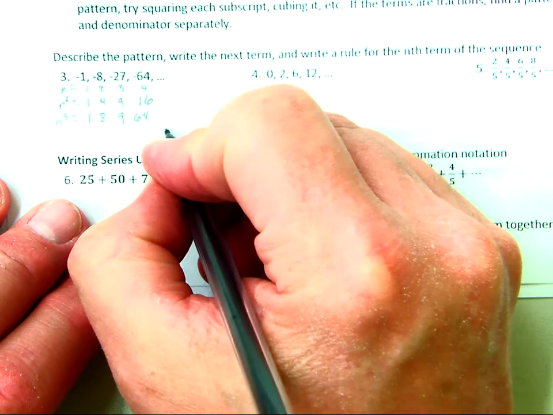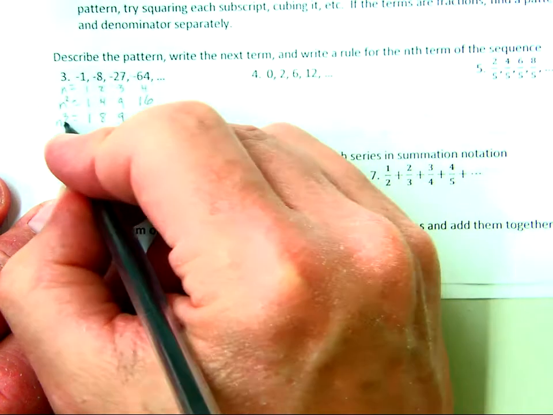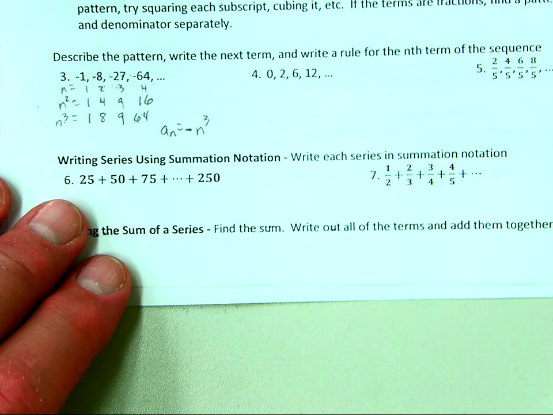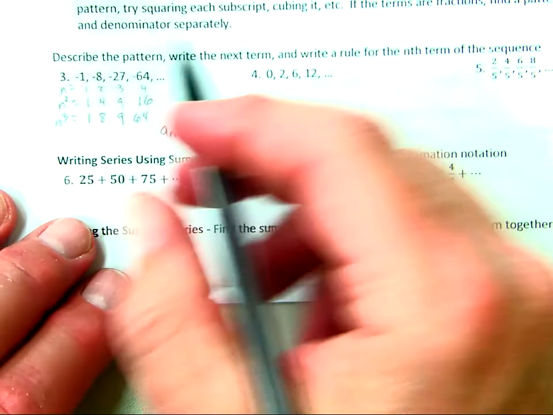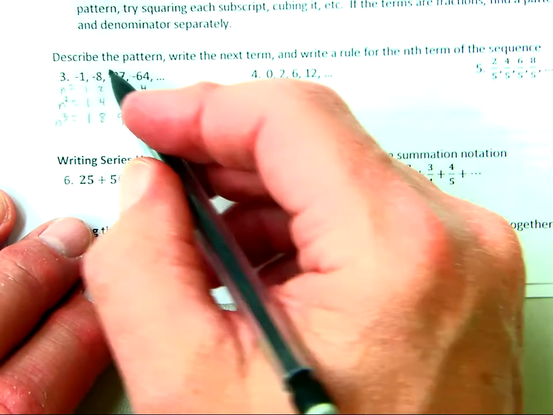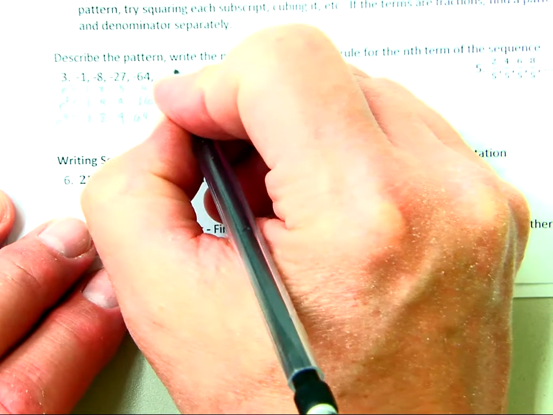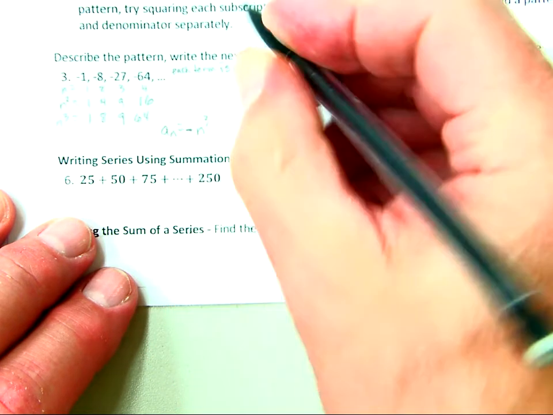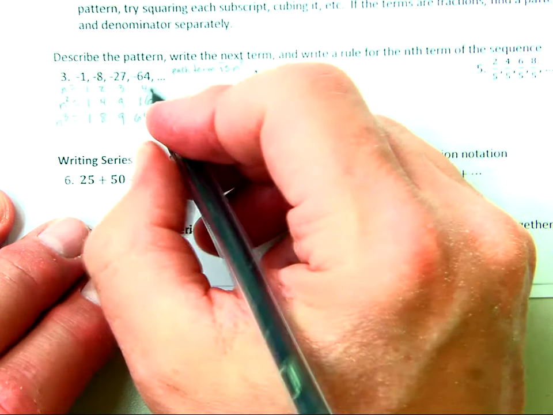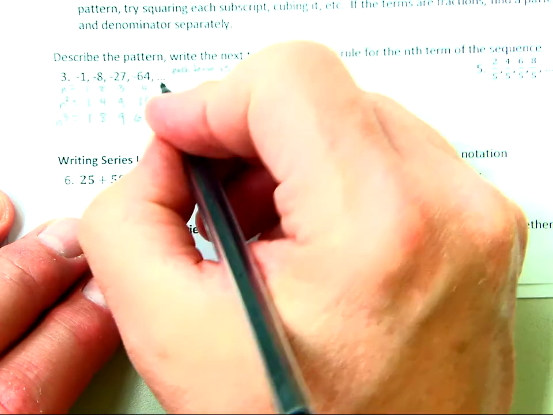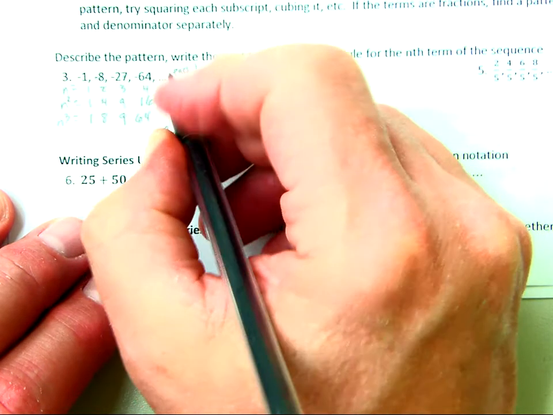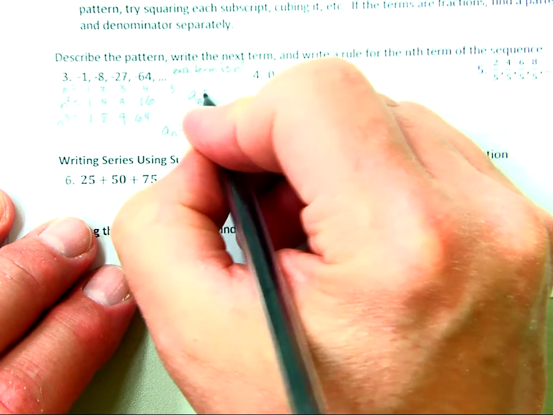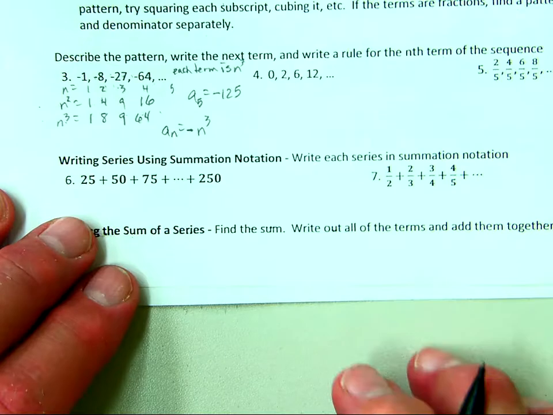So here our term formula, a sub n, would be n cubed, except they're all negative, so we'll put a negative out front. So to describe the pattern, each one of those is the number cubed. When it says describe the pattern, it says each term is n cubed. Then it asks for the next term. Well, if 4 cubed is 64, 5 cubed would be 125. So a sub 5 would be negative 125 because it would be 5 cubed.